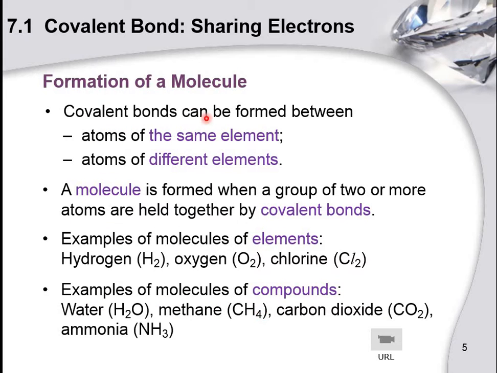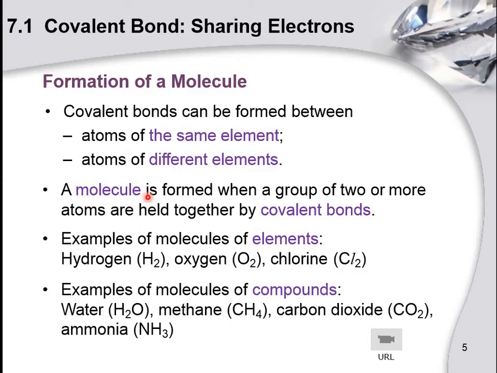Formation of a molecule. Covalent bonds can be formed between atoms of the same element, for example chlorine and chlorine, or atoms of different elements, for example water. Water is made of different elements. Below here it gives you the example.